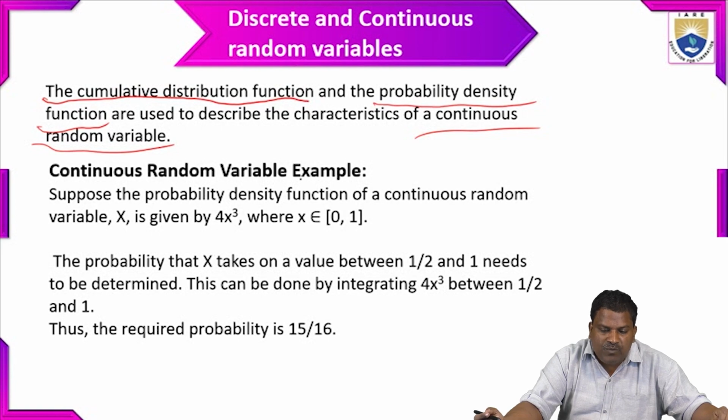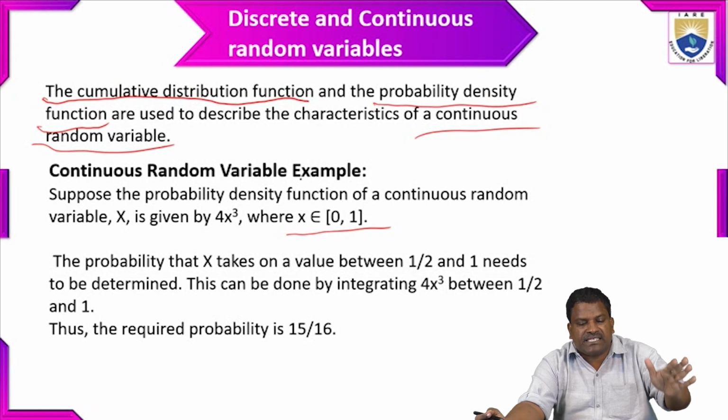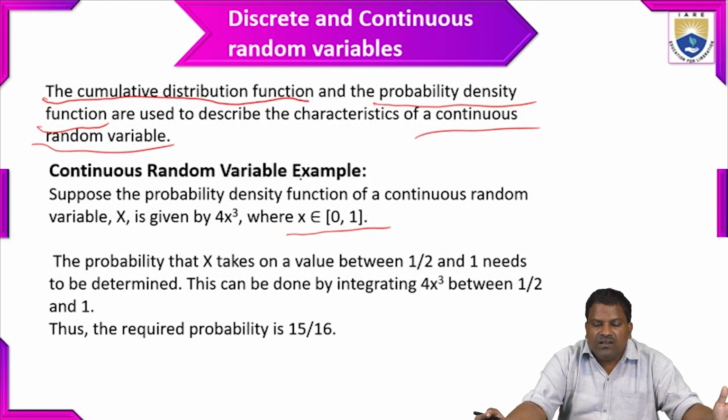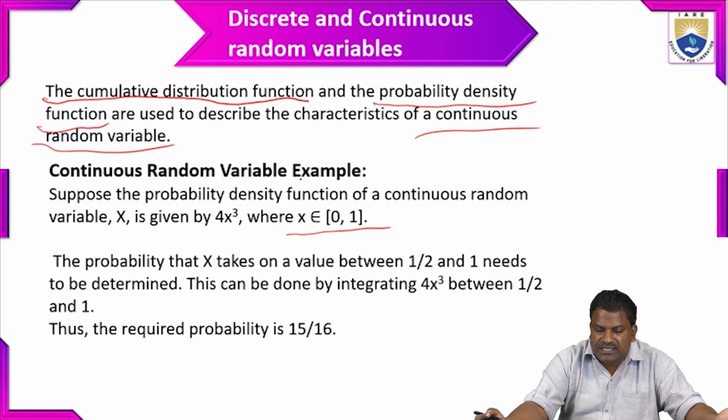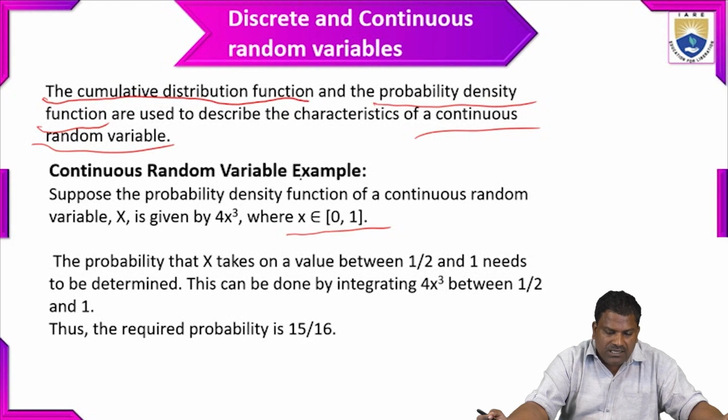Suppose the probability density function of a continuous random variable x is given by 4x cube, where x belongs to the closed interval 0, 1. This is one example we are taking. The probability that x takes on a value between 1 by 2 and 1 needs to be determined. This can be done by integrating 4x cube between 1 by 2 and 1. Thus, the required probability is 4x cube.